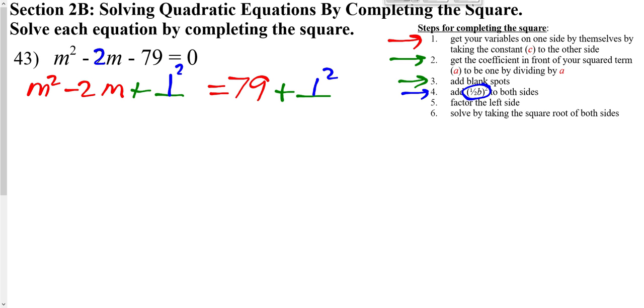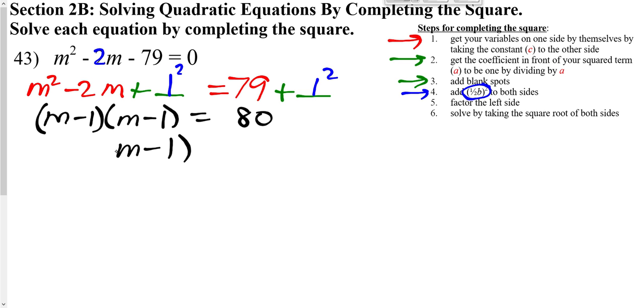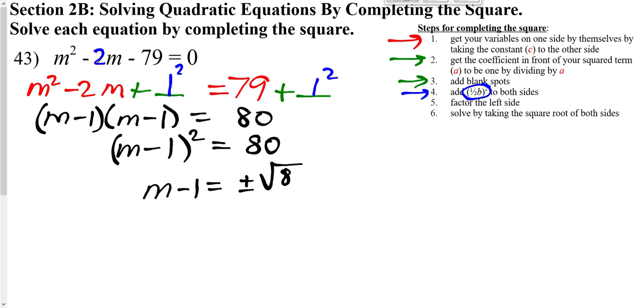So on the left side, when you do your AC factoring, you're going to get an m minus 1 and a second m minus 1. On the right side, we can work that out. We get 80. So on the left side, since both parentheses are the same, and when you're completing the square, they should always factor into the same thing, we're going to get this. Well, then all we have to do is take the square root of both sides. Remember, plus or minus, and we get the square root of 80.